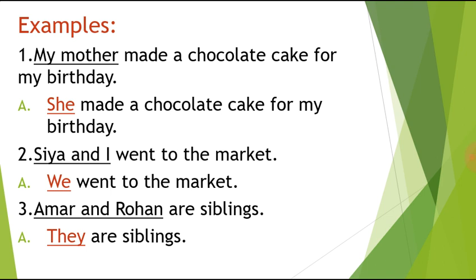Now the next sentence is: Amar and Rohan are siblings. So here, children, the names of two persons are given, Amar and Rohan. These are both different persons, and more than one person. So that's why we have used they here. They are siblings. So in these examples, she, we and they are the pronouns.